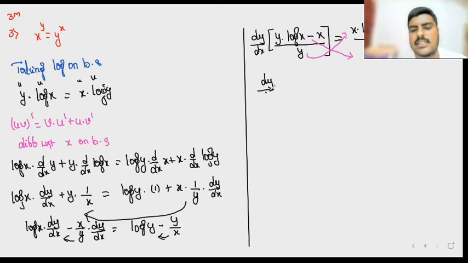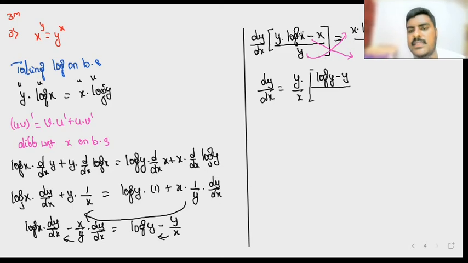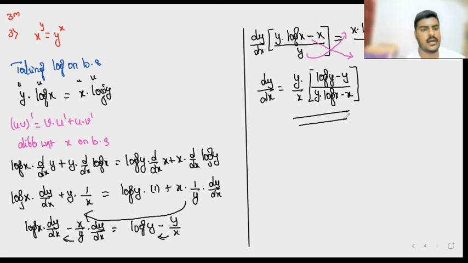So finally, dy by dx equals y divided by x, into (log y minus y) divided by (y log x minus x) as the denominator. This is the final answer. Got it now? Dear students, if you have any doubt in this problem, please ask it in the group.